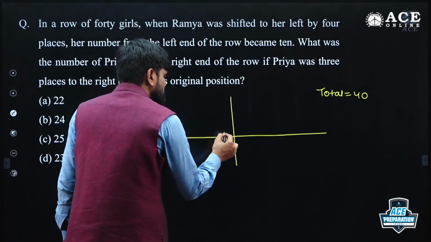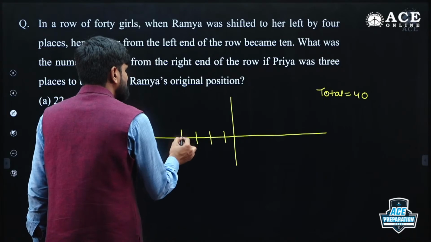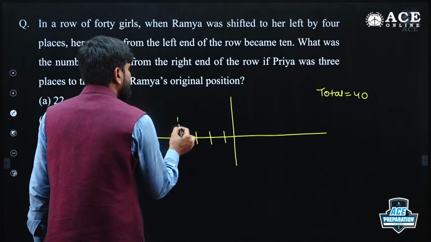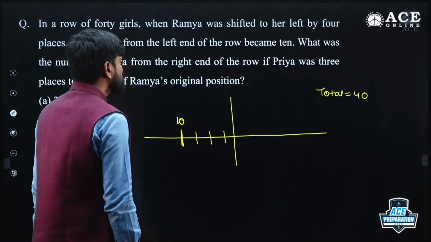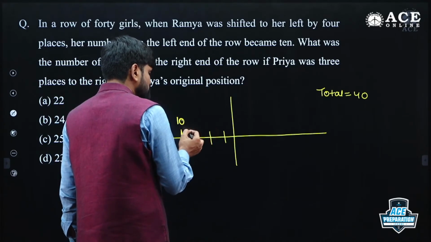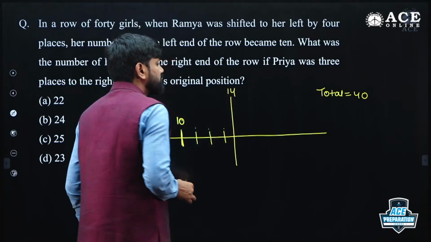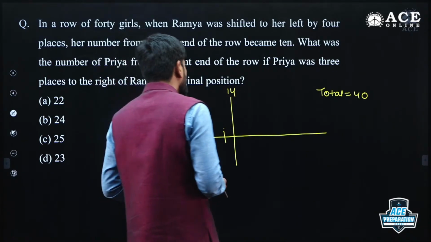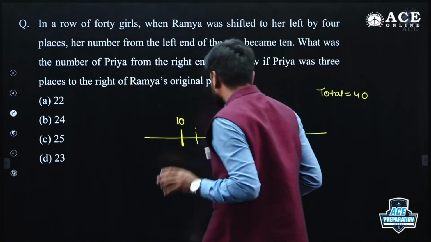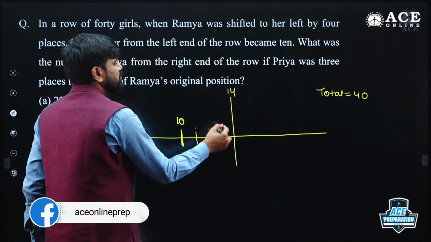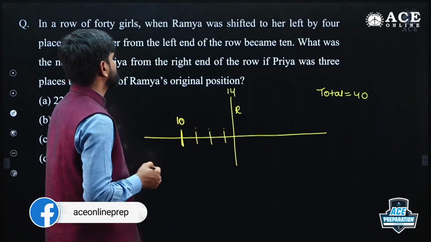After shifting by 4 places, 1, 2, 3, 4, her number from the left end of the row became 10. So after shifting, Ramya is becoming 10. Originally she was how much? 11, 12, 13, 14. Shifting by 4 places means from here she is shifting to the 4th position: first, 2nd, 3rd, 4th position. That is the meaning. This long line is the original position of Ramya. This is after shifting.